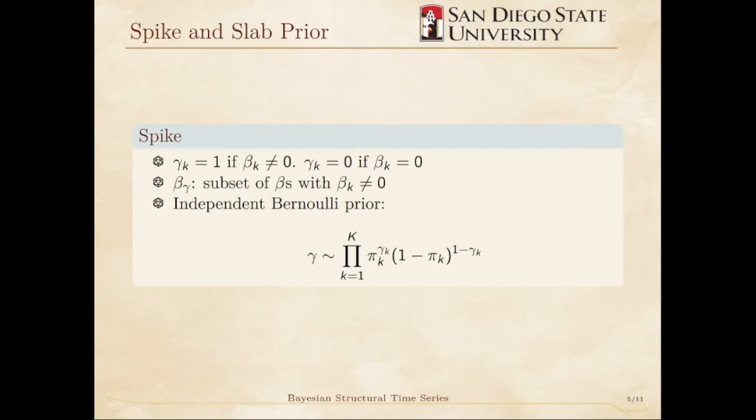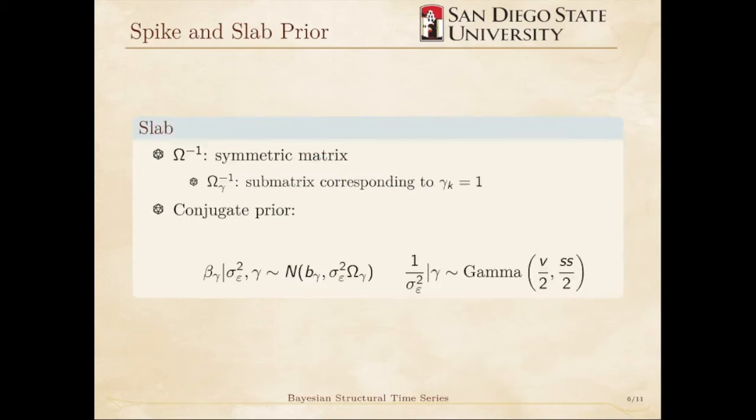Along with specifying our spike prior, we need to specify the slab prior. Again, we need a little notation to start with. For a symmetric matrix omega inverse, we let omega gamma inverse denote the submatrix whose rows and columns correspond to the indices k, where gamma k is equal to 1. This is the same idea as with beta gamma. The slab prior is shown here.